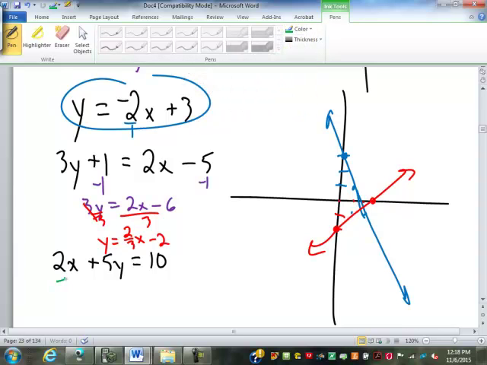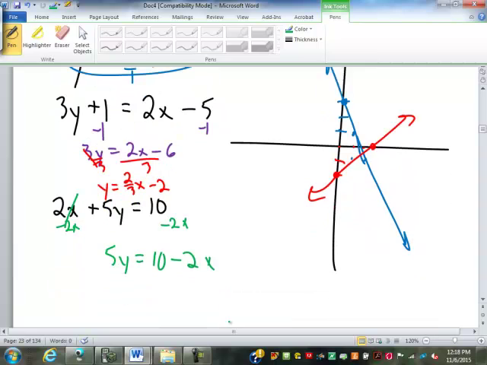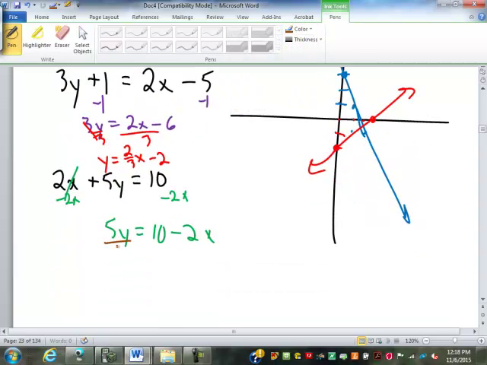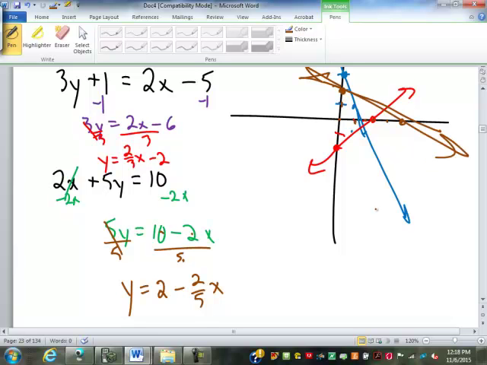And then finally, this one we have to subtract 2x, get 5y equals 10 minus 2x, and then divide by 5. So y equals 10 divided by 5 is 2. Negative 2x divided by 5 is negative 2/5 x. So we start out at positive 2. Then negative 2/5 means we go down 2 over 1, 2, 3, 4, 5. Hopefully you got all three of those to turn out somewhat close to that.